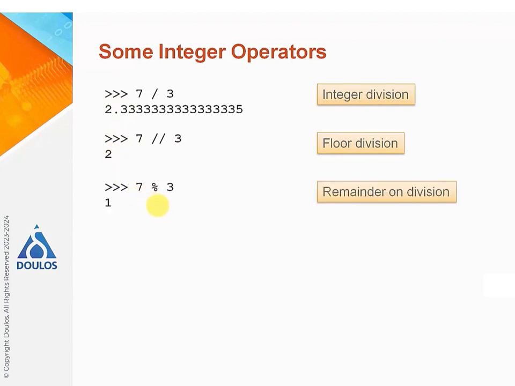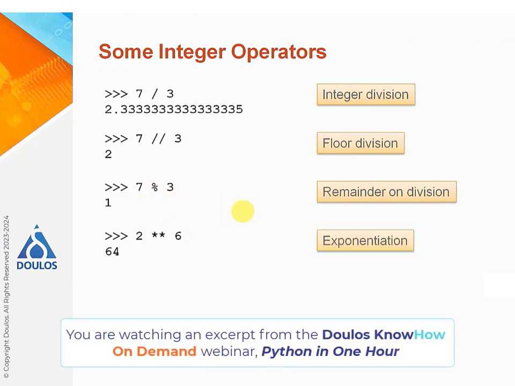The remainder on division operator is the % sign, just as it would be in C. So here we have the remainder of 7 divided by 3, which is 1 of course. And star star is the exponentiation operator. So 2 star star 6 means 2 raised to the power of 6, or 64.